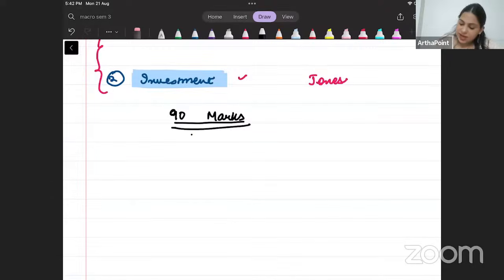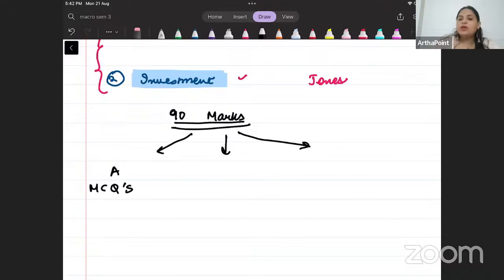This 90 marks can be divided in 3 subparts, right? So I will have part A, which will be MCQs. There will be 15 MCQs that will be asked to you, beta, and each MCQ will be of 2 marks. So 30 marks for MCQs. So we have to do many tests on MCQs also, because MCQs are important.